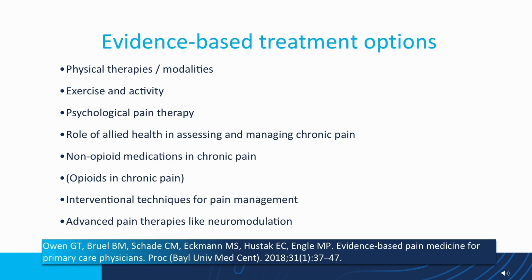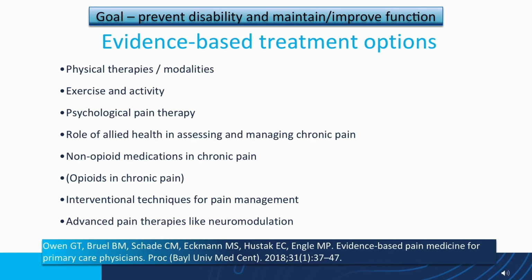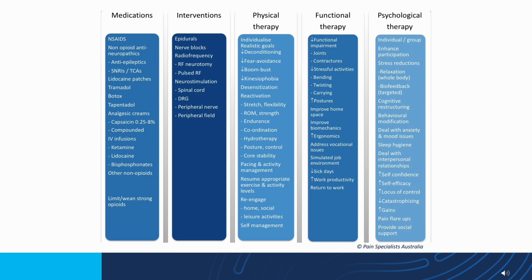I want to touch on interventional therapies and advanced pain therapies because they can help. And again, if used appropriately and correctly. And what you're seeing is we're using a full gamut of treatment approaches to manage pain. The aim is to prevent disability and maintain or even improve function. It's all about function. So let's go through this a little in turn, and these are aspects that you may choose to draw on to manage pain.